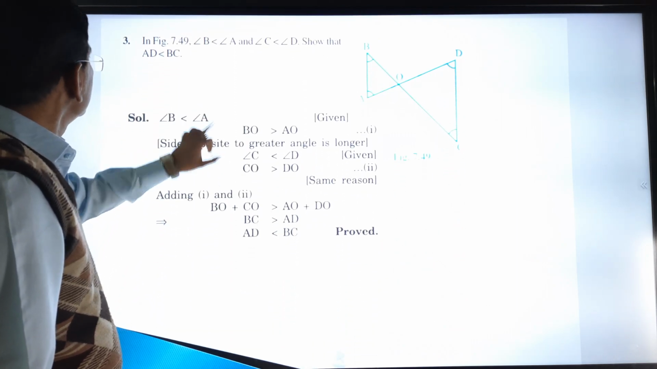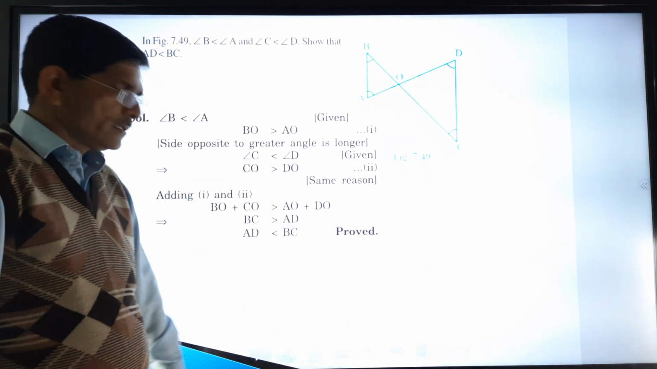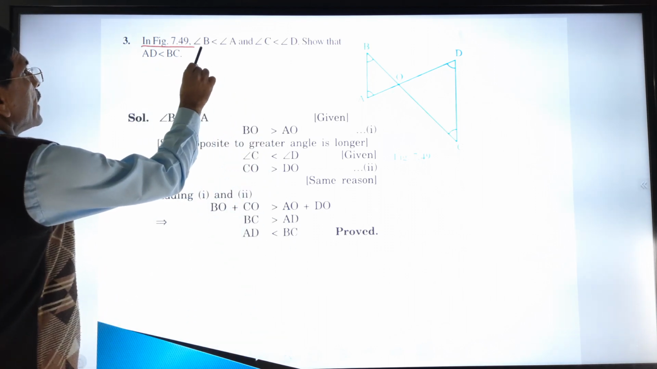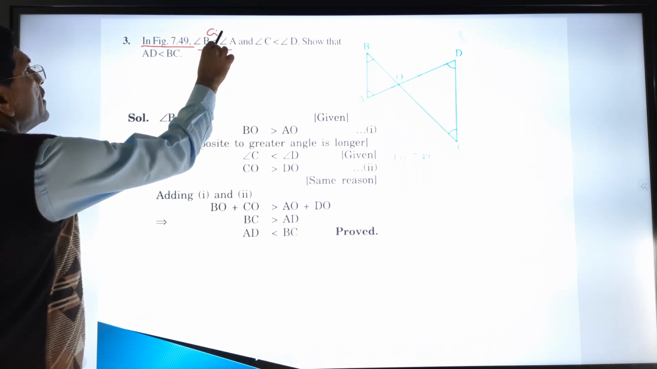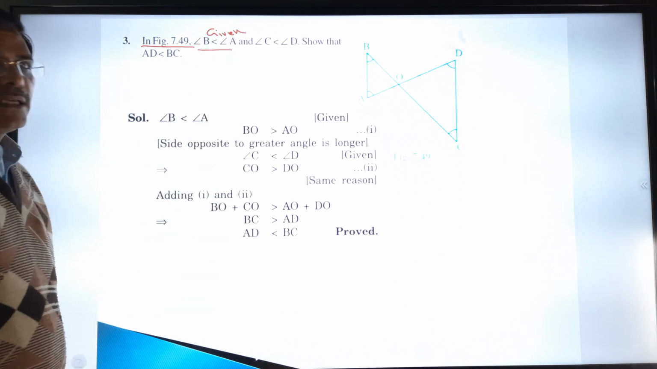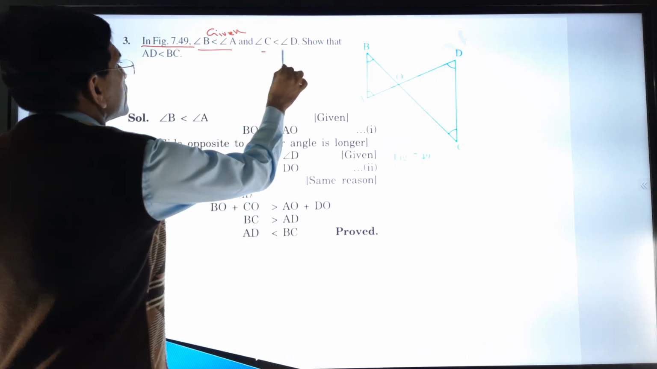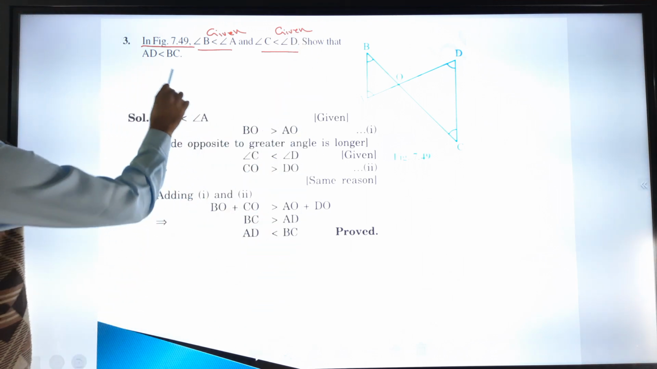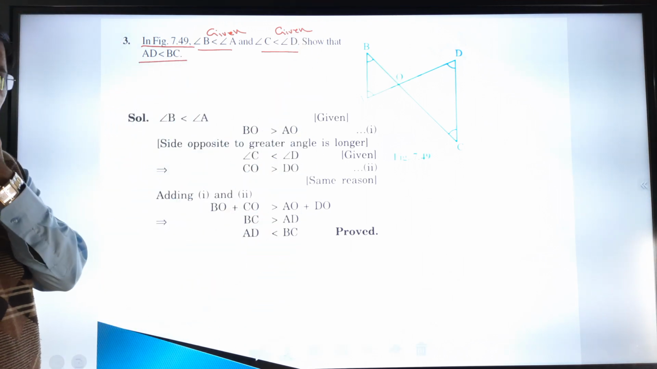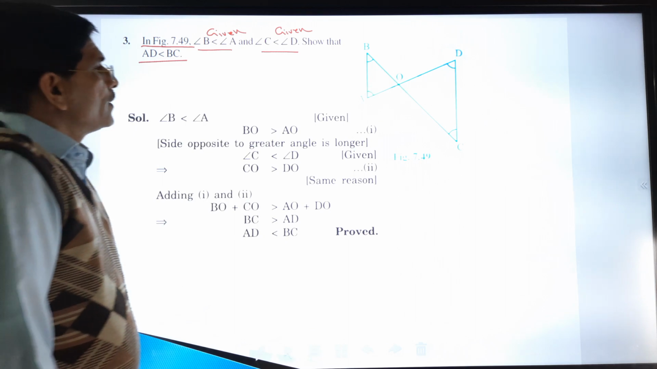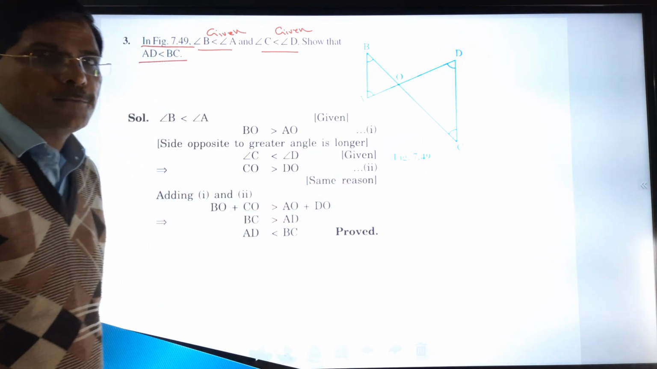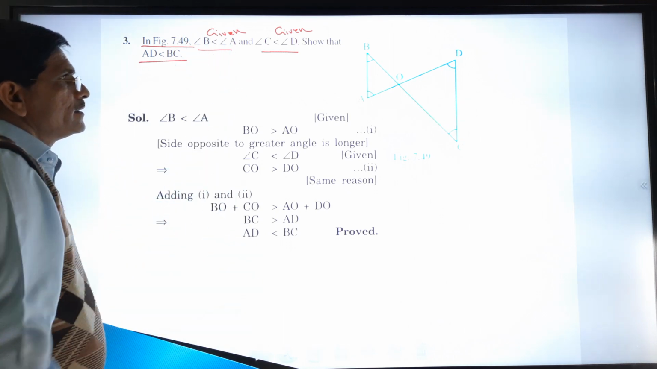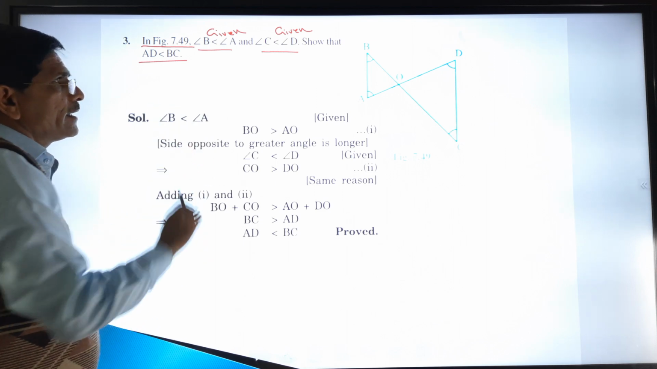Now question number 3. It is also very easy. What does the question say? Given: angle B is less than angle A and angle C is less than angle D. Then show that AD is less than BC. So if you see, there are 2 triangles. What is first given? Angle B is less than angle A.